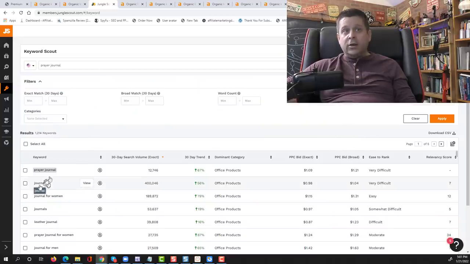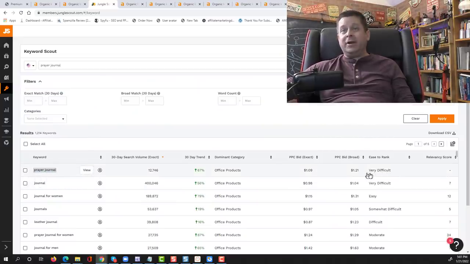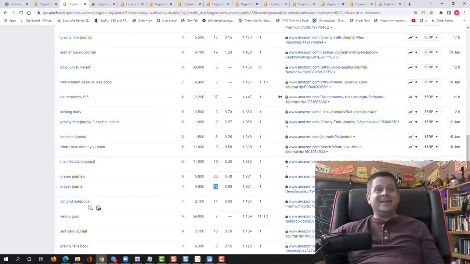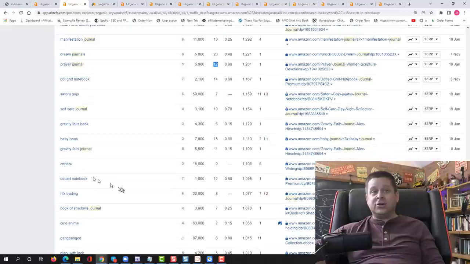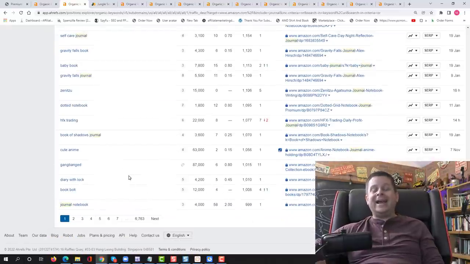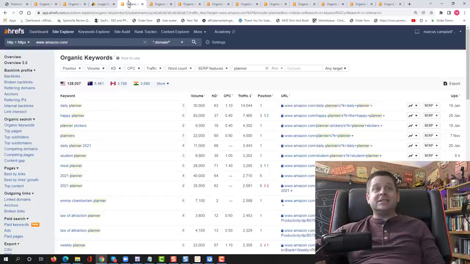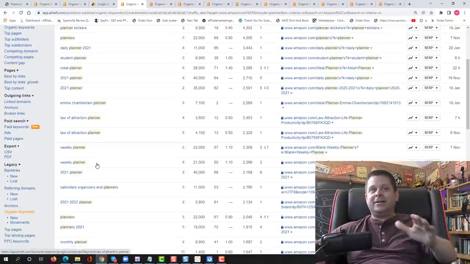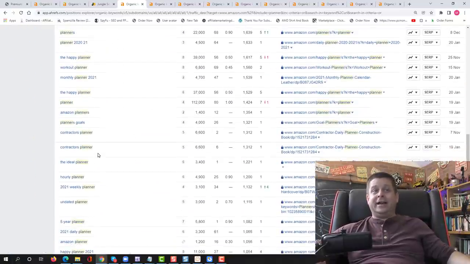And if we were to look at the keyword prayer journal here, we could see it's very difficult on Amazon. However, it's not that difficult here on Google. Dot grid notebook, self-care journal, book of shadows journal, and on we go. We can even see some results for the word planner. Daily planner, student planner, meal planner, law of attraction planner, and all kinds of other planners people are looking up like crazy. Even contractor planners with a competition of only 6.